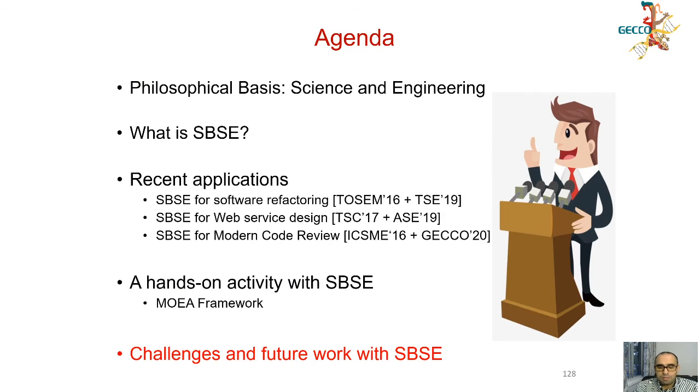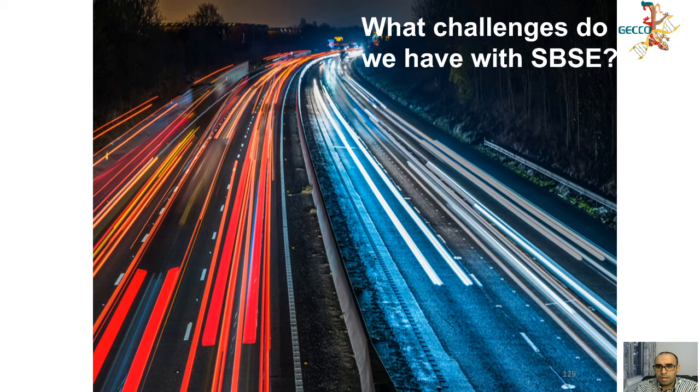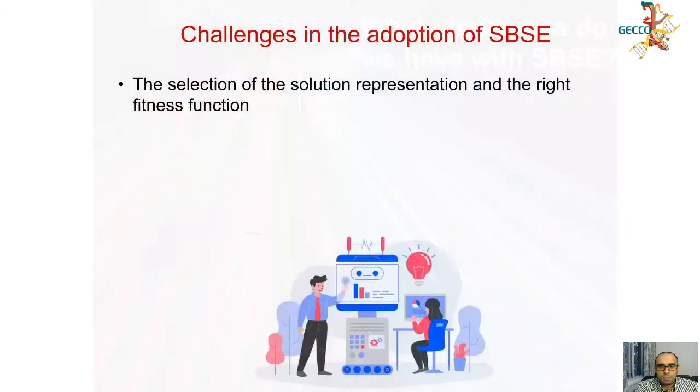This is the last part of this talk today. Of course, like any research field, there are many challenges and many possible future research directions. Let me explore some of them today. As a first challenge to apply SBSE, we need to make sure that we have the right problem formulation. When we talk about problem formulation, we mainly talk about the right solution encoding or solution representation and the right fitness function. These are the key elements for any attempt to adopt SBSE to solve any problem in software engineering.